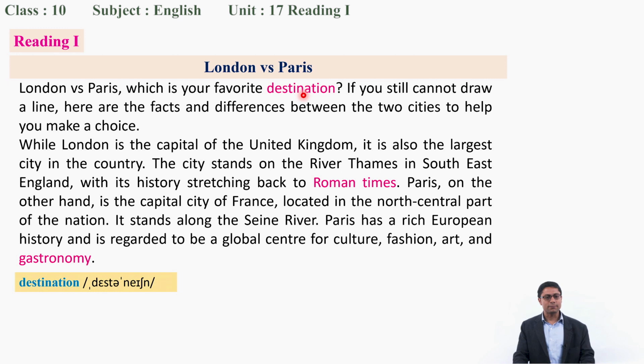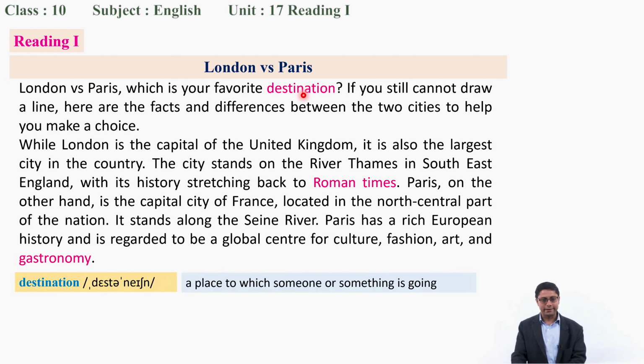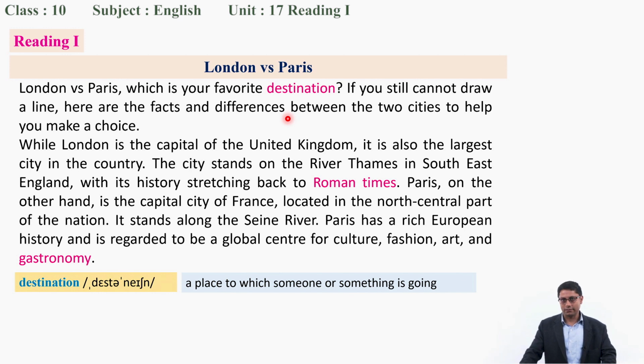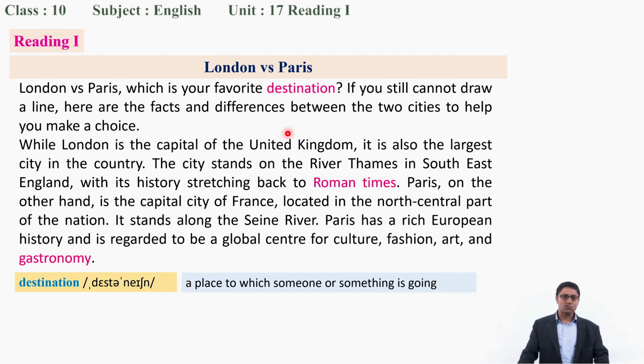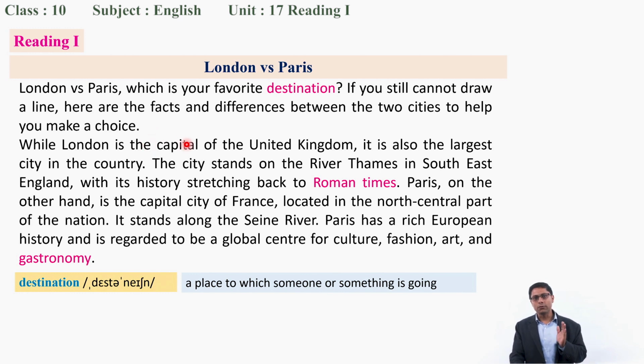So destination means, do you know? Okay, the place to which someone or something is going. Means here, the place where you want to visit, you want to go. That's destination. If you still cannot draw a line, here are the facts and differences between the two cities to help you make a choice. So to decide which one to be visited, there are some differences given here. We will look at them and we can decide.